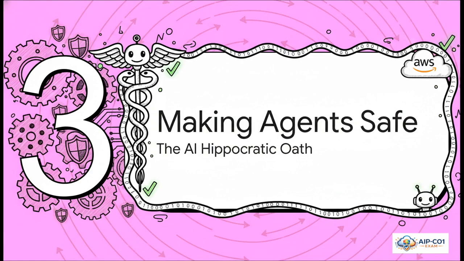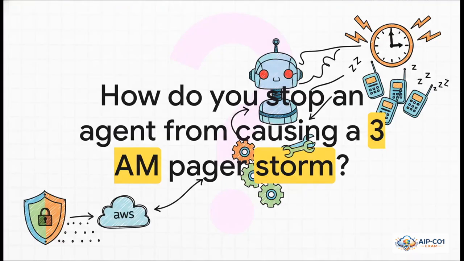All right, let's get into what might be the most important part of all of this. Section 3, making agents safe and reliable. You can think of this as the Hippocratic Oath for AI. First, do no harm. I mean, we've all been there, haven't we?